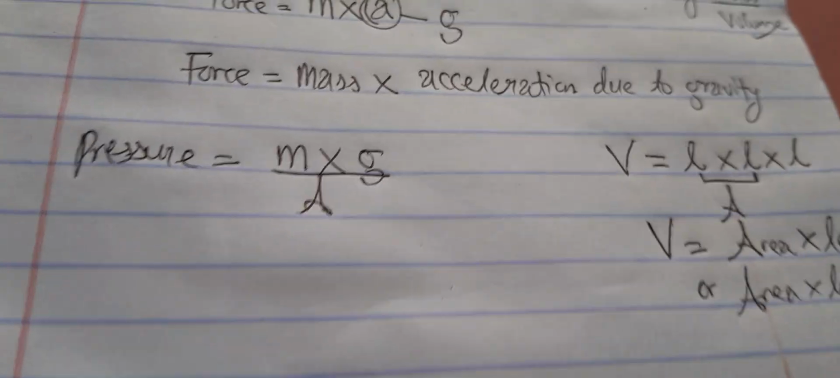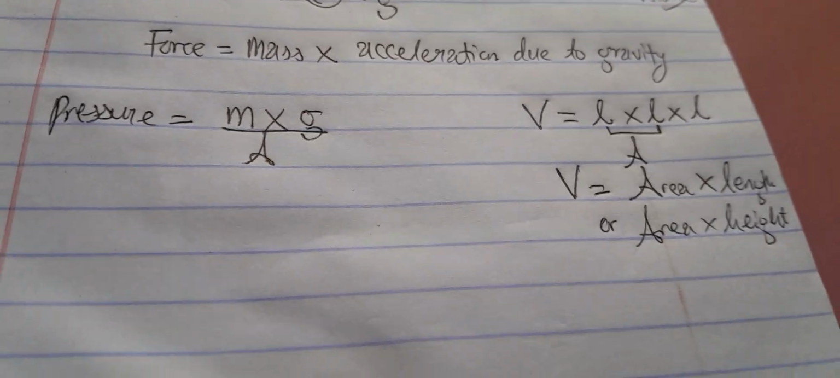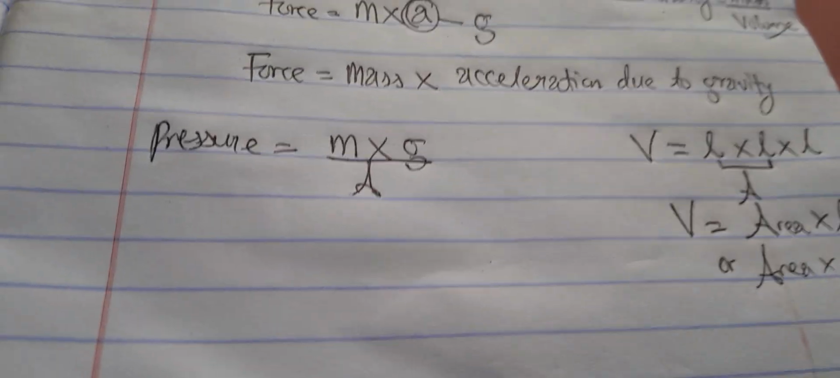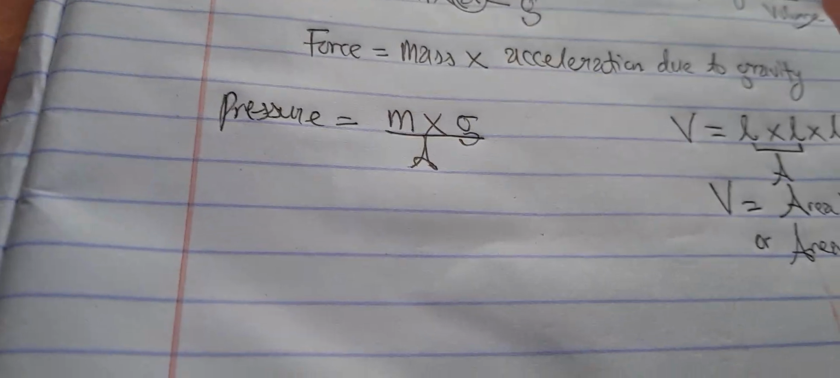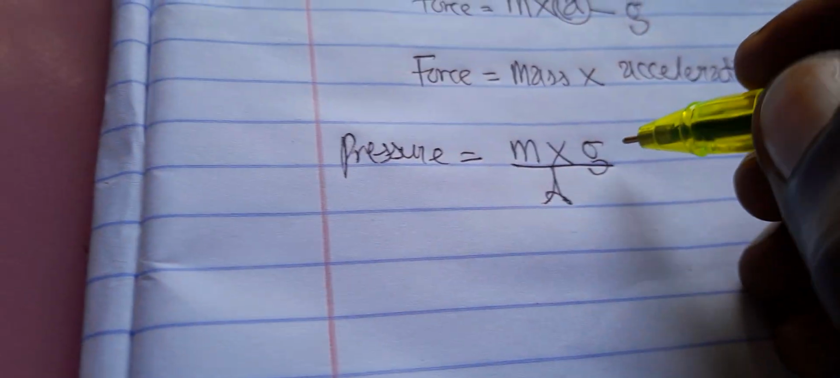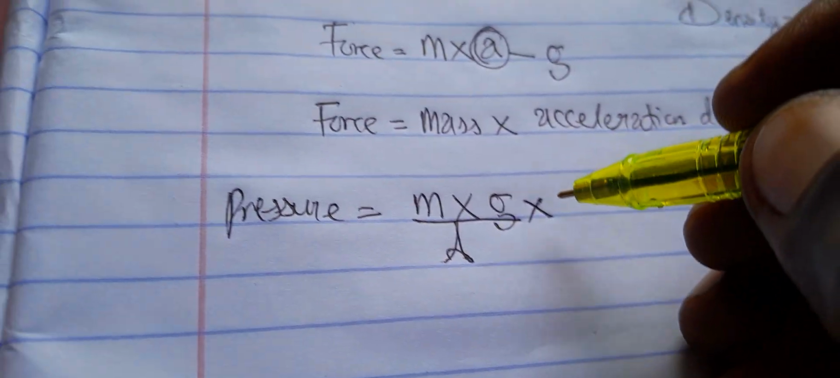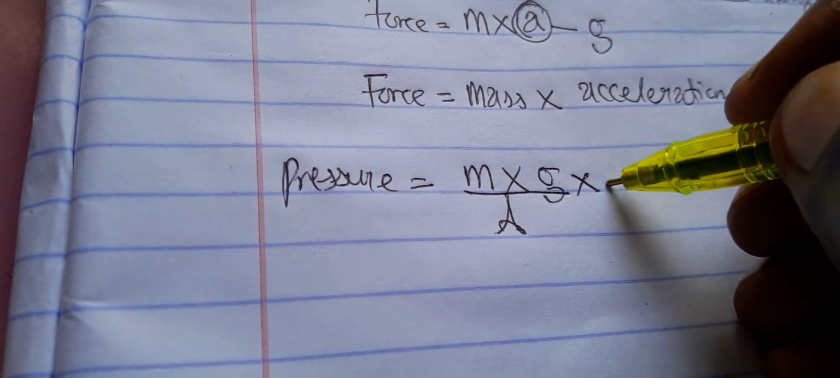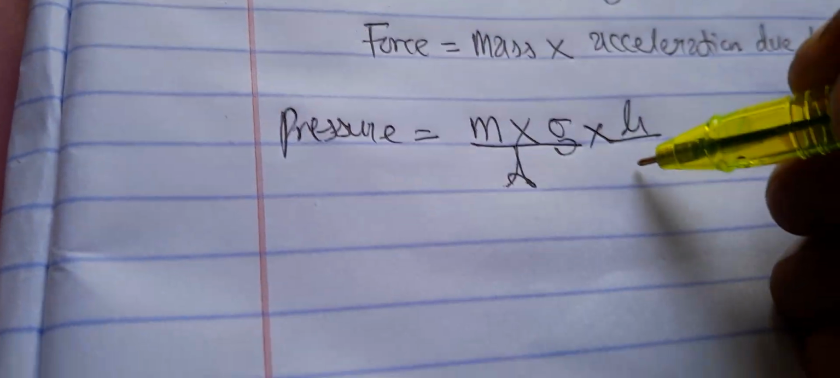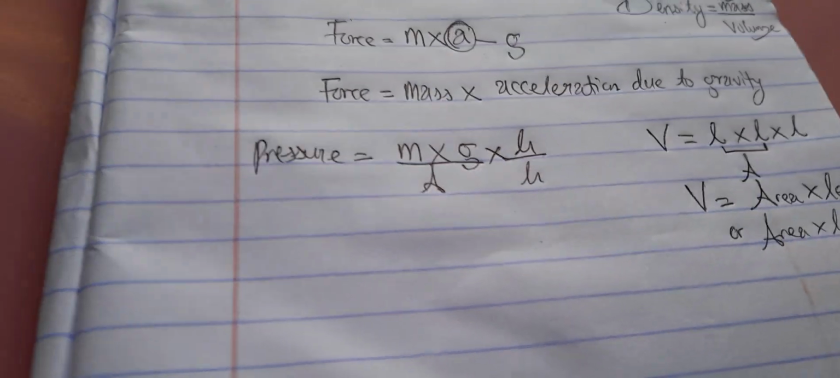Since we're taking acceleration due to gravity, we're going to be taking height. Okay, so how do we bring this in? So we are going to multiply this by height over height. So let me explain this.